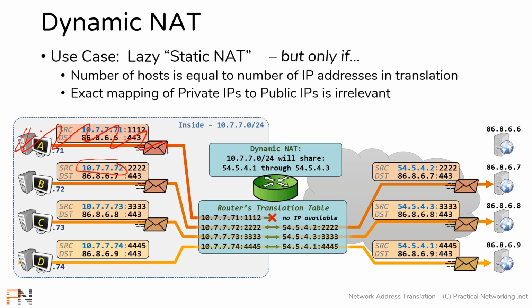It might at that point be assigned the .3 IP address or the .1 IP address. Well, if you're in a place where you just need a bunch of internal hosts to have external connectivity, cool, maybe you don't care so much which IP address they have. But if you do care about that, then you cannot use a dynamic NAT in this lazy static NAT mechanism.